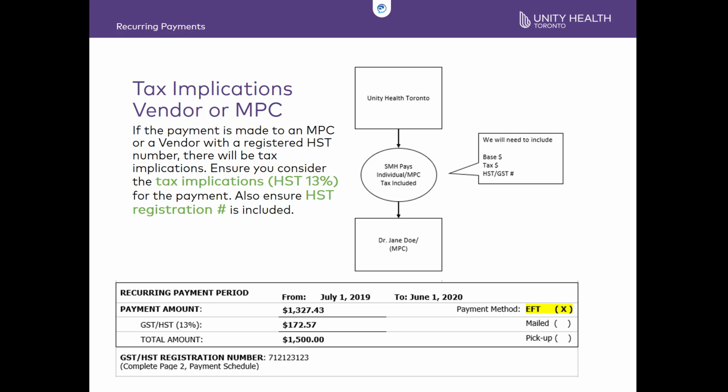Tax implications to a vendor or medical practice corporation. If the payment is made to an MPC or a vendor with a registered HST number, there will be tax implications. Ensure you consider the tax implications of HST 13% for the payment. Also ensure the HST registration number is included on the recurring payment form.